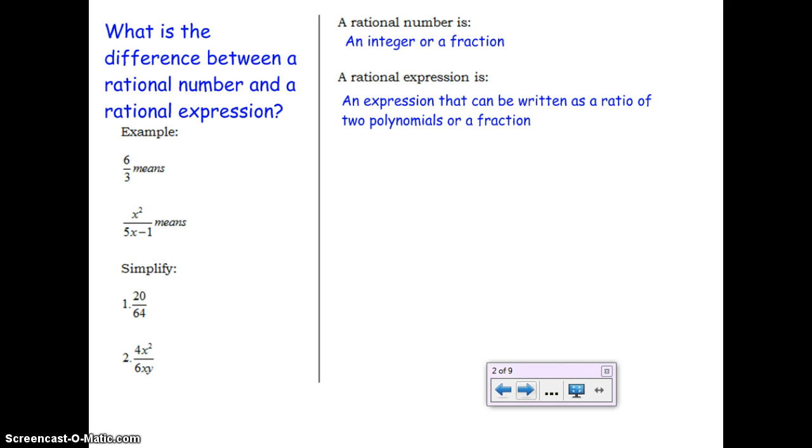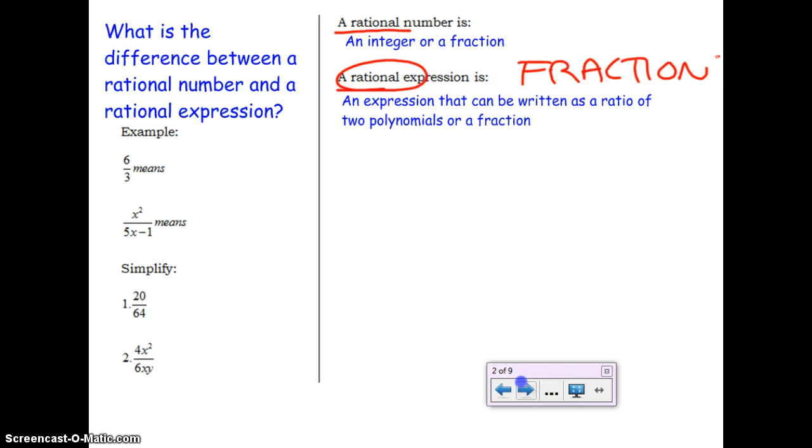We started the year when we were talking about types of numbers, and we said that a rational number is just a number that can be written as a fraction. So it's an integer or a fraction, basically. If you can write it as a fraction, it is rational. That means a rational expression is basically an expression that you can write as a fraction or a ratio. So whenever you guys see that word rational, it just means we're going to be looking at fractions.